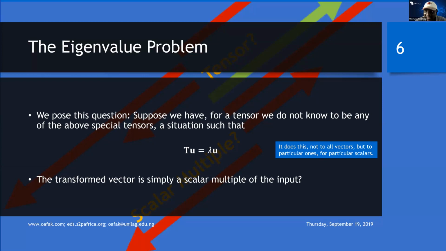You know that a tensor transforms vectors, but this particular tensor transforms the vector in such a way that there's no rotation, no change in direction, only changes in magnitude with a particular magnitude factor or scalar factor, which we call the eigenvalue. And eigen is a German word meaning characteristic. So when you read other textbooks that talk of characteristic values or characteristic vectors, they are talking about exactly the same thing.